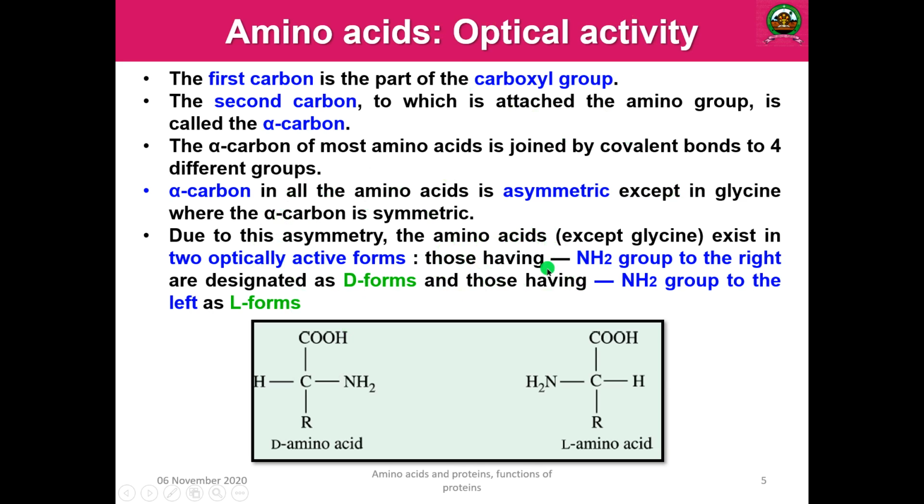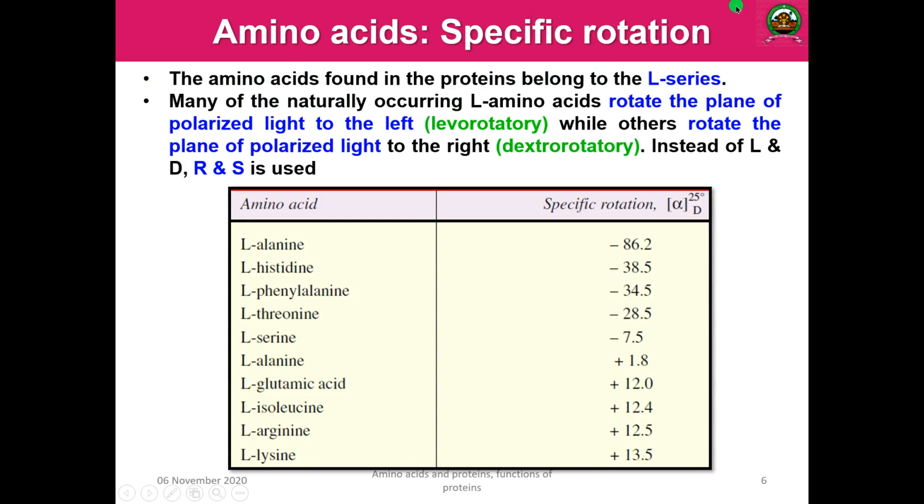In one particular optical isomeric form, the NH2 group is on the right hand side like this, and this form is known as D variety or D form, as we have discussed in the case of carbohydrate. And if the NH2 group is on the left hand side like this, that is L amino acid or L form. So this is all about the optical activity. Amino acids are optically active. They can possess both the D and L variety. But the L varieties are more important than the D variety, occurring in all the proteins in the natural form.